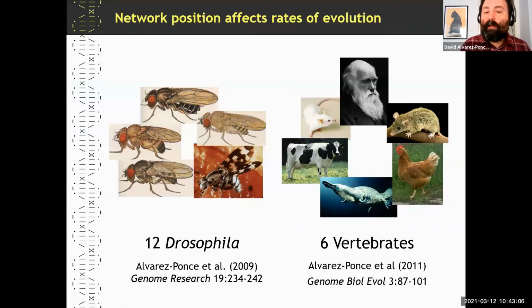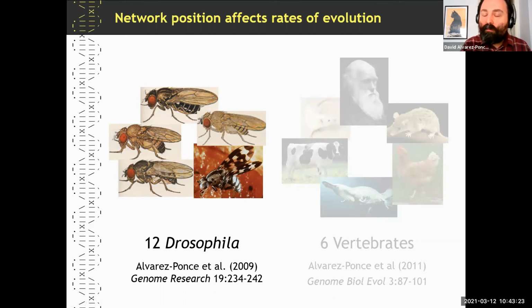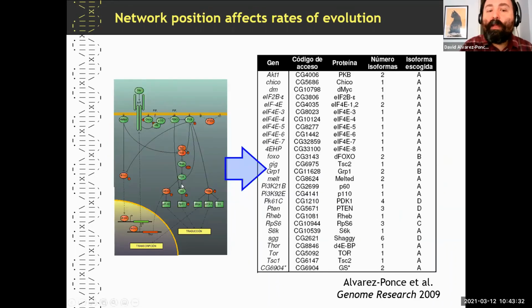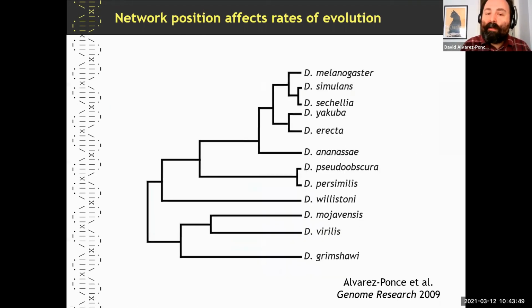We studied the insulin pathway and the rates of evolution of their genes in 12 Drosophila species. These 12 genomes had just been published, and also in 6 vertebrates. I'm only going to talk to you about the 12 Drosophila genomes. Just very briefly know that similar or parallel results were obtained in the 6 vertebrates. So what we did was to look at the literature and come up with a list of genes involved in the pathway. These genes were in Drosophila melanogaster, which is by far the best studied Drosophila species. And this is the phylogeny of the 12 species.